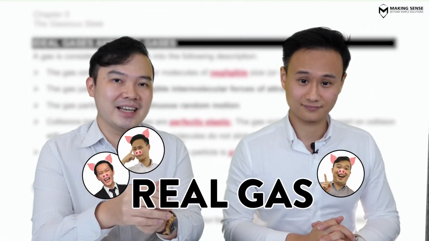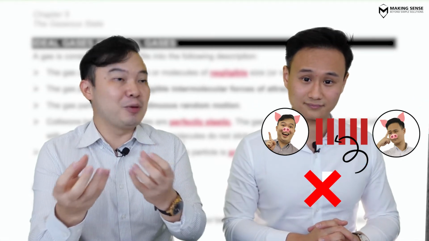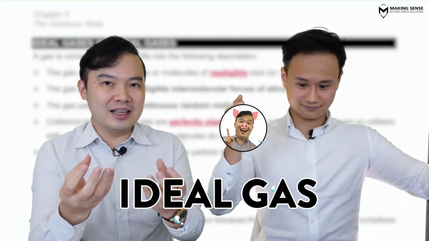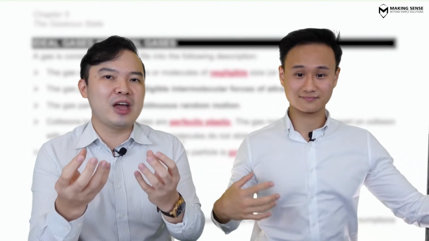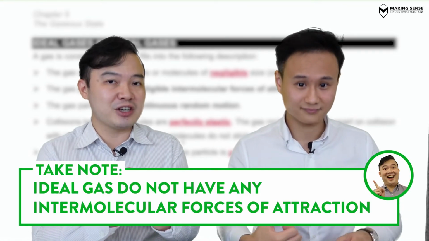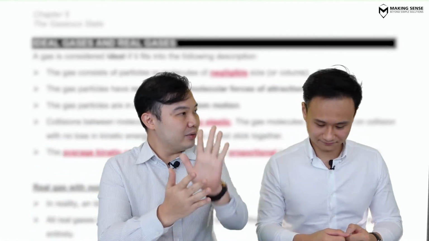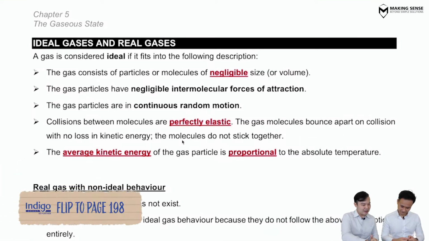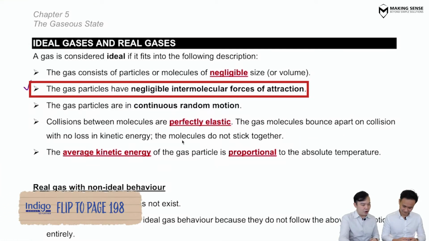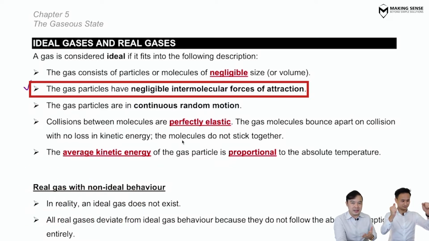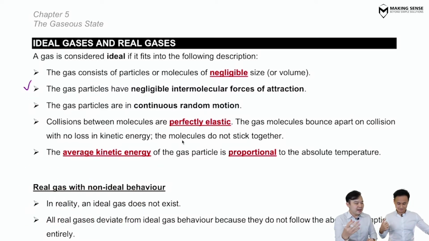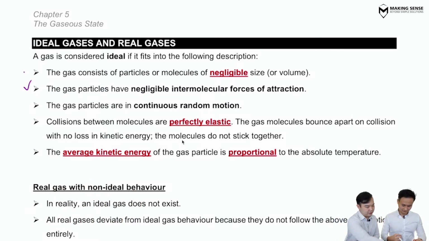So what we saw earlier is an example of a real gas. But in ideal gases, these particles are not supposed to interact with each other. So in terms of chemistry, we are saying that they're not supposed to have any intermolecular forces of attraction, and that is one of the assumptions of an ideal gas. Now, in general, there are 5 of them. I've introduced the second one over here, which is that your gas particles have negligible intermolecular forces of attraction.